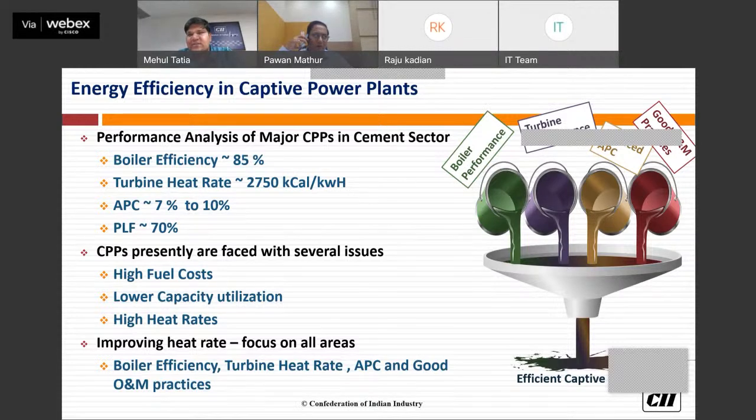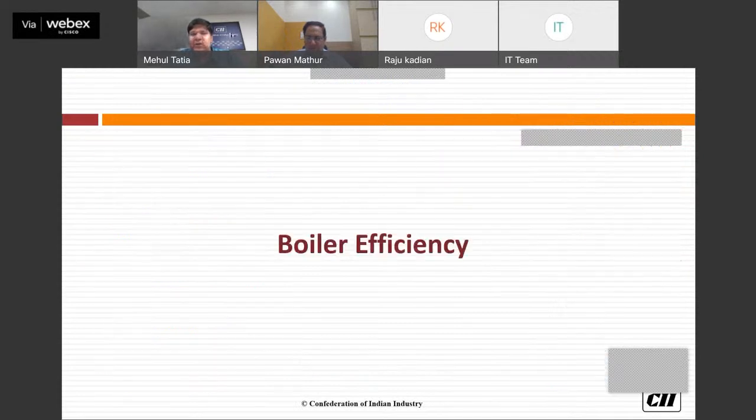Lower capacity utilization, we have been seeing several plants lower than 70% also, which really impacts their overall heat rates. I mean, the heat rate has been really high for many plants now. So if we talk about improving the overall heat rate, we have to have a significant focus on all the major areas. We need to focus on boiler efficiency, turbine heat rates, APC, as well as the overall O&M practices. How you are actually running the plant is also equally important.